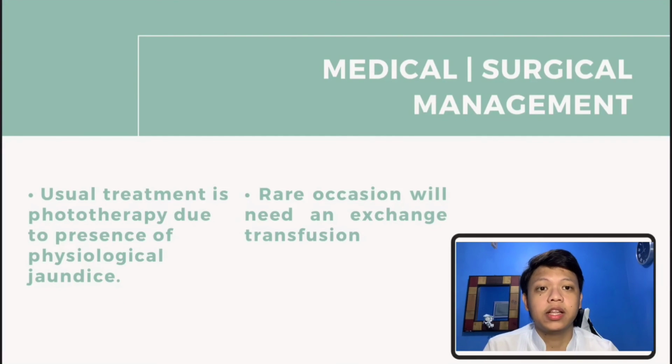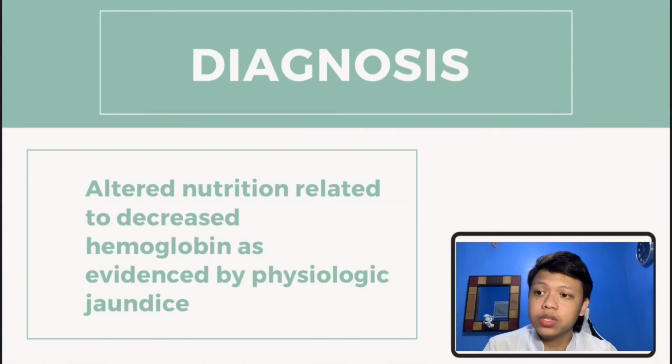For the medical and surgical management, the usual treatment that is used for ABO incompatibility is phototherapy due to the presence of physiologic jaundice, and on rare occasions, the patient will need an exchange transfusion. And for the diagnosis, altered nutrition related to decreased hemoglobin as evidenced by physiologic jaundice.